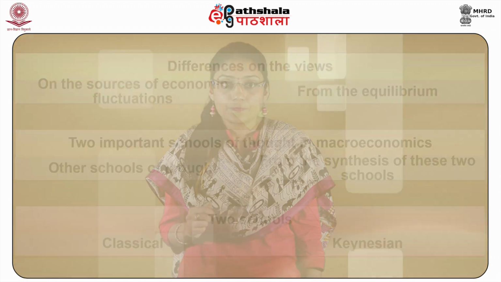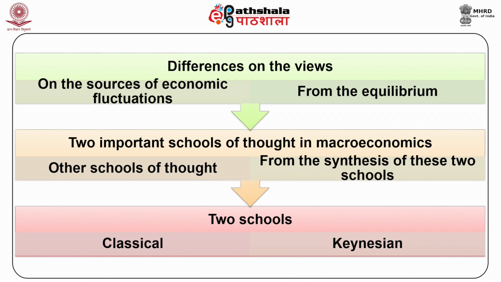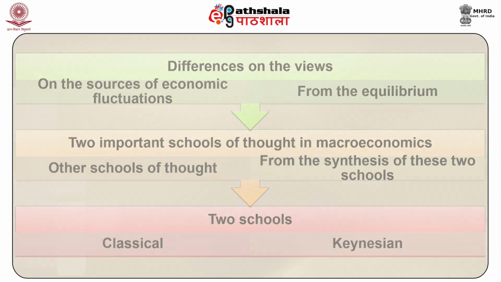Among economists, there is no agreement on how the adjustment to equilibrium levels of output, prices and employment will take place. There are also differences in views on the sources of economic fluctuations from the equilibrium. Basically, there are two important schools of thought in macroeconomics, and other schools of thought came up from the synthesis of these two schools of thought. These two schools are the classicals and the Keynesians.